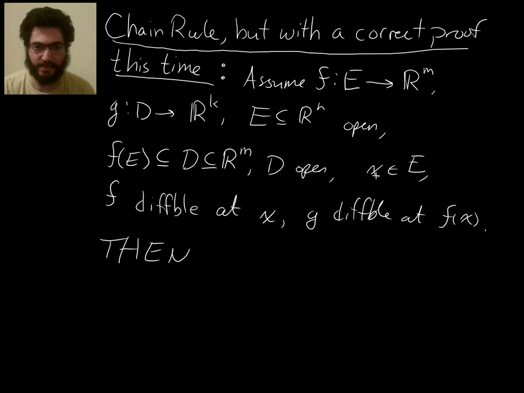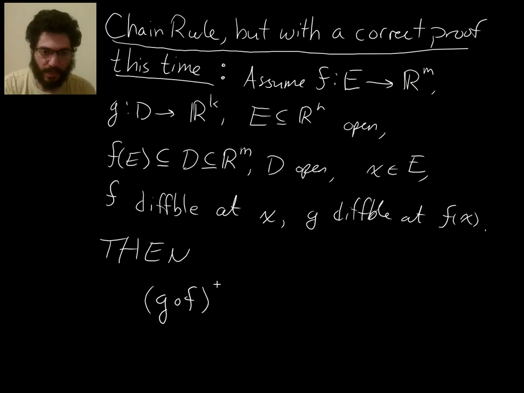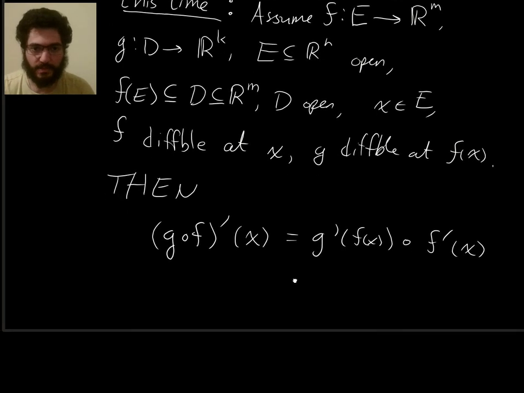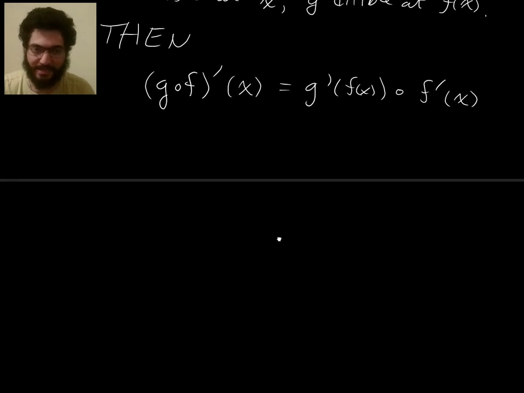f differentiable at x, g differentiable at f of x. And you can pause the video if you need to reread that stuff. And then the conclusion is that the composite is differentiable at x, and the derivative at x is the composite of the derivatives. So the derivative of g at f of x composed with the derivative of f at x. Okay, so let's get started with the proof again.